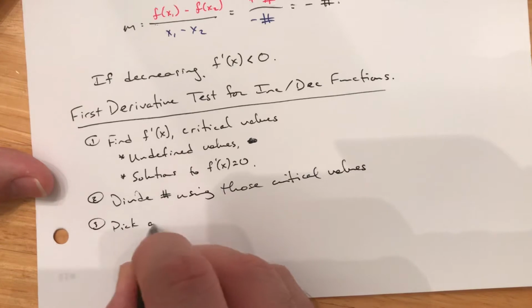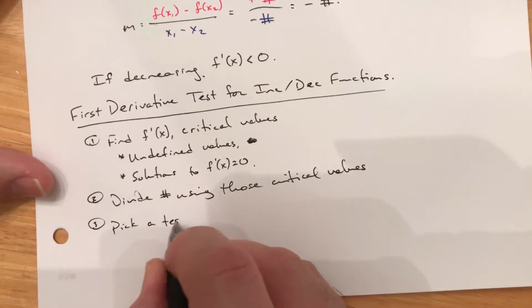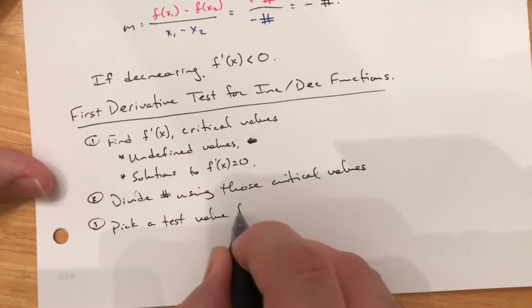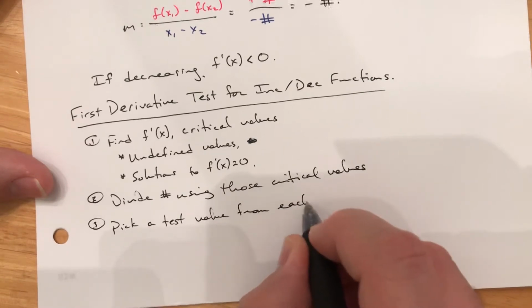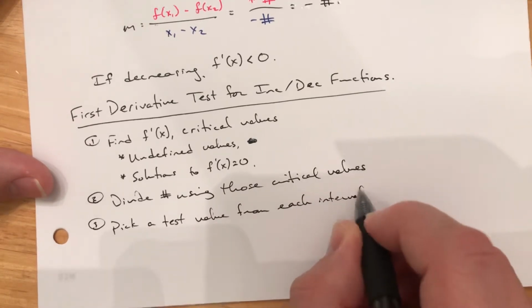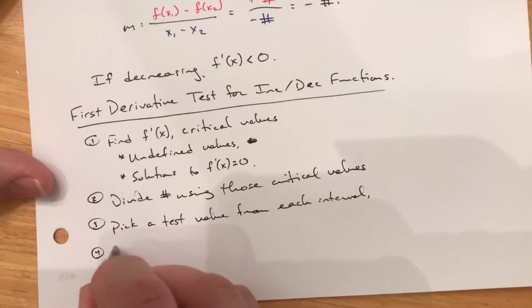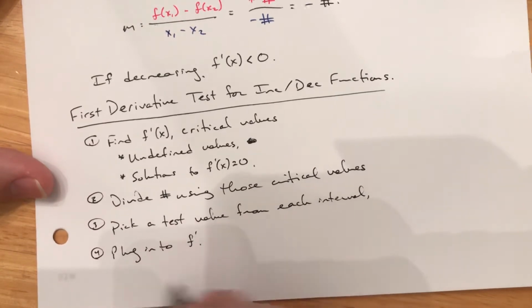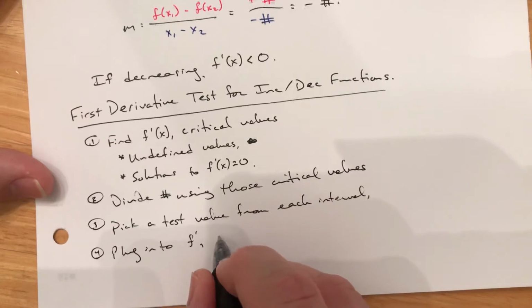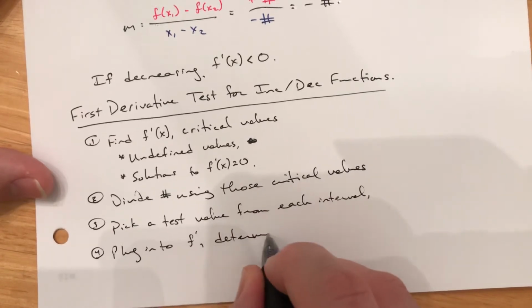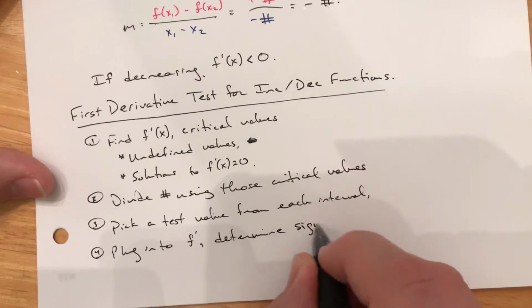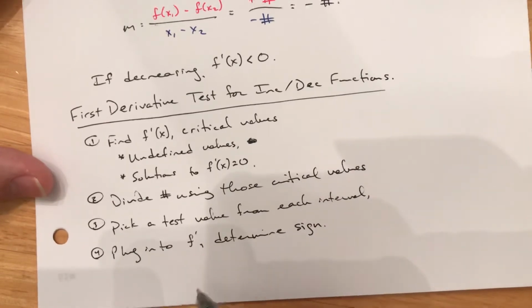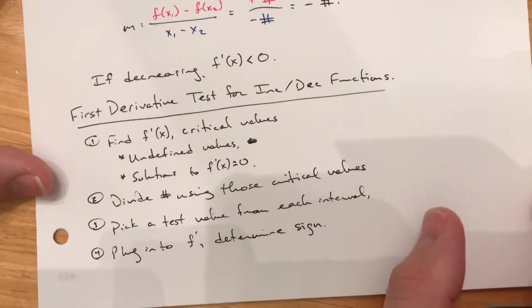We're going to pick a test value from each interval, plug that into f prime, and determine the sign. So this is going to allow us to characterize where a function is increasing versus where the function is decreasing.